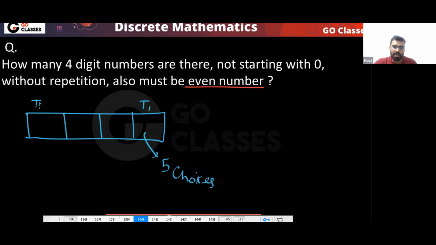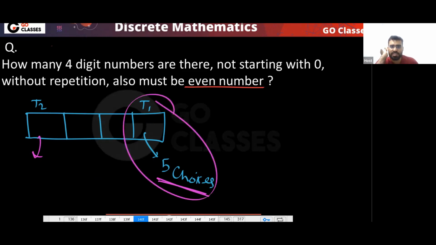Now the next restricted place is this. So let me put, for example, 8. Okay, there are 5 choices here. Now, how many choices do I have here? You can notice there are 5 choices for this position. For this position, I have 5 choices. Now, how many choices do I have here?